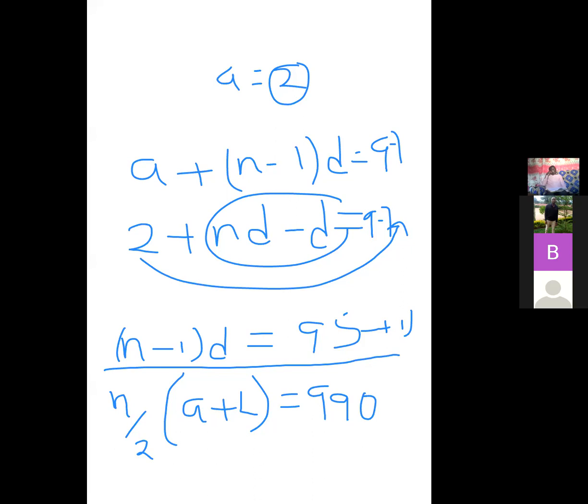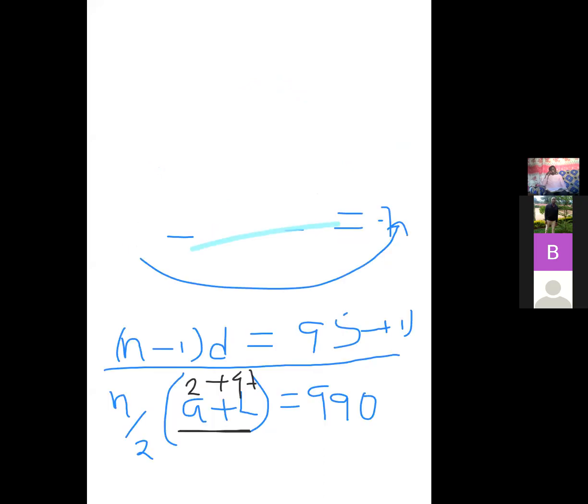So we are trying to get the value of n and the common difference. Those are the only two things we don't have. Already we have been given the first term and the nth term. In this part, already we have the first term, 2, and don't forget the nth term, in question number 5, is 97. So we put 2 plus 97. This is how you solve that part.